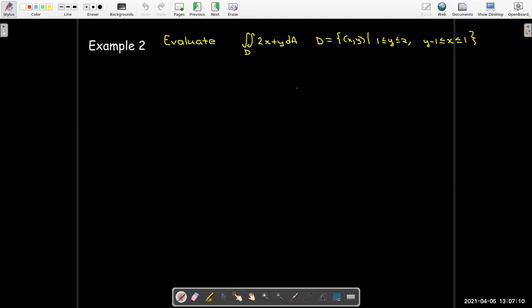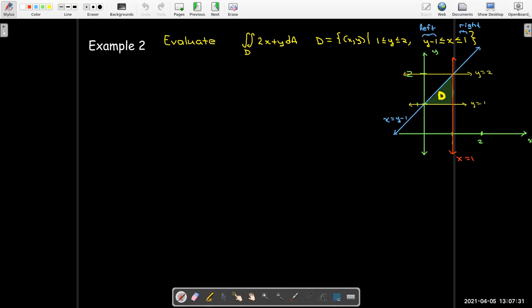Now, in our second example, we're told that we have constants for the y bounds, but formulas here for the x bounds. So really, we have a left curve and a right curve. Our left curve is x equals y minus 1. And our right curve is x equals 1. And the y values go from 1 to 2. So we're looking at this triangular region here.